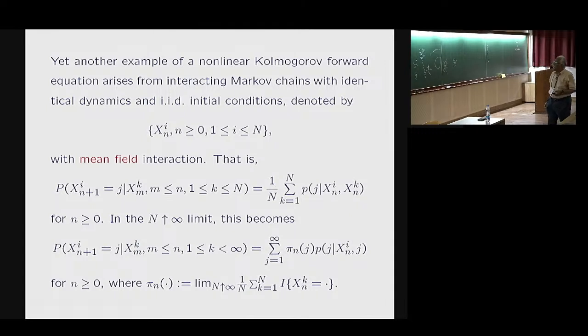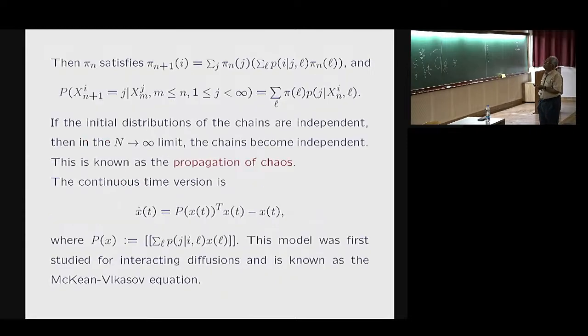As n goes to infinity, suppose I define pi_n as this empirical distribution. I didn't give any notation. This is the empirical distribution across agents at time n. If I let that go to infinity, then it satisfies the deterministic equation. So in the asymptotic limit, the coupling becomes deterministic.